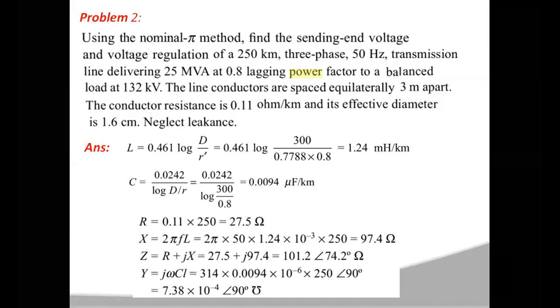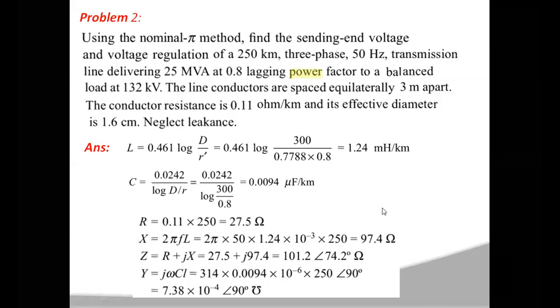In this problem you have to use the nominal pi method, and by using it you have to find out the sending end voltage as well as the voltage regulation of the transmission line. The transmission line length is 250 kilometers and it is a 3-phase 50 hertz line. It is delivering a load of 25 MVA at 0.8 lagging power factor, and the voltage is maintained at 132 kV.